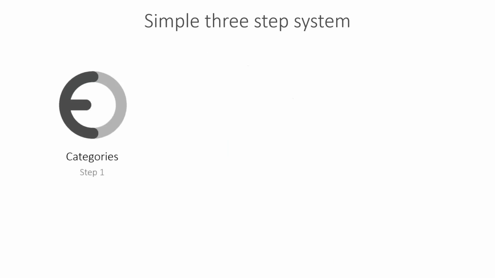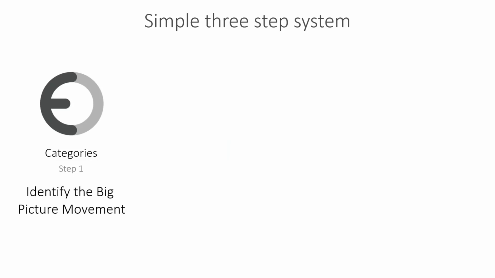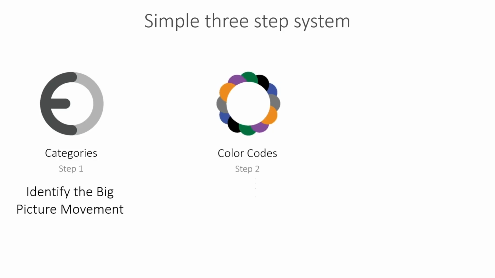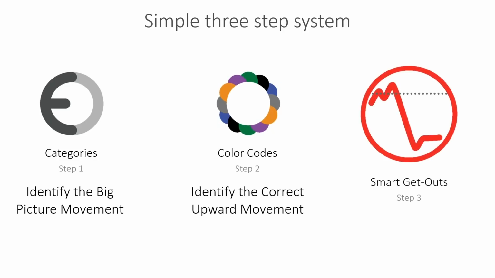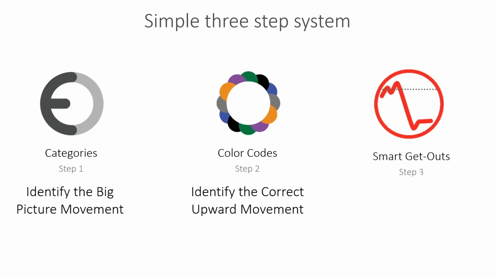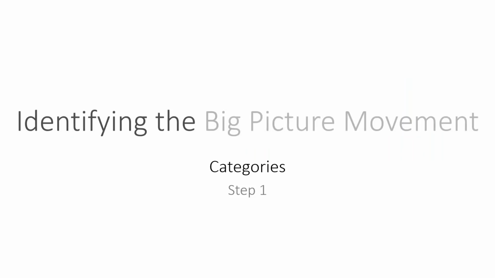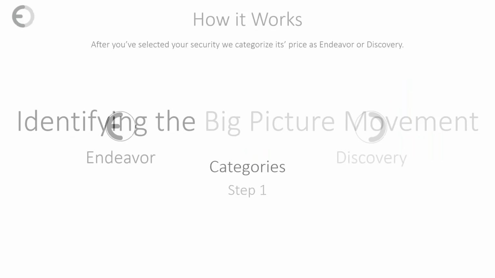Categories, step 1. Identify the big picture movement. Color codes, step 2. Identify the correct upward movement. Smart get outs, step 3. Identify the right time to exit. Let's break these down step by step, and we'll go through them one at a time. Starting with categories, step 1. Identifying the big picture movement.